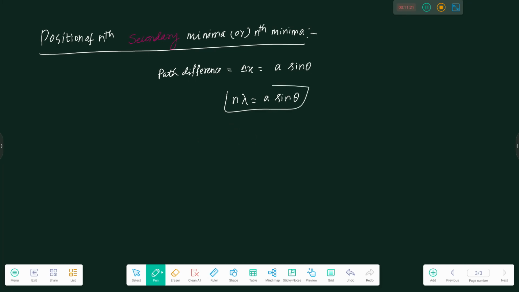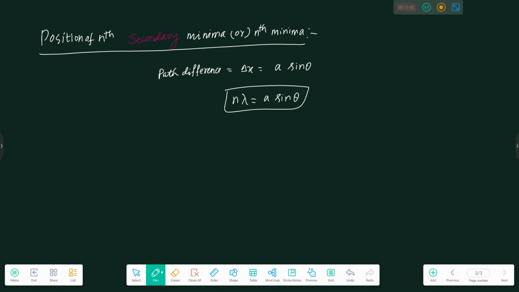Okay, don't forget this. Here delta x will be n lambda, because for minima delta x is n lambda. But in YDSE, for constructive interference, for a bright fringe, delta x equals n lambda. So this is the difference. Why n lambda also, that proof is there. But even if you forget the proof, you have to take n lambda. For minima it is n lambda. Remember, I am doing minima.